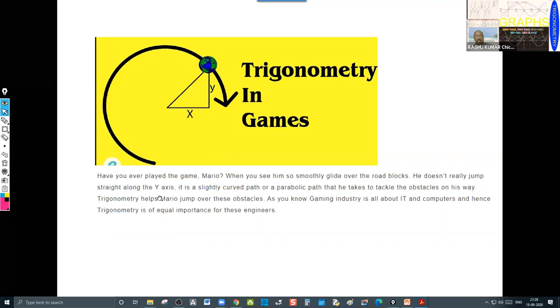When you see him glide so smoothly over the road blocks, he doesn't really jump straight along the y-axis. He takes a slightly curved, parabolic path to tackle the obstacles on his way. Trigonometry helps Mario jump over these obstacles, and the angle at which he must jump to overcome the obstacle is calculated using trigonometry only. The gaming industry is all about IT and computers, so trigonometry is equally important for these computer engineers.